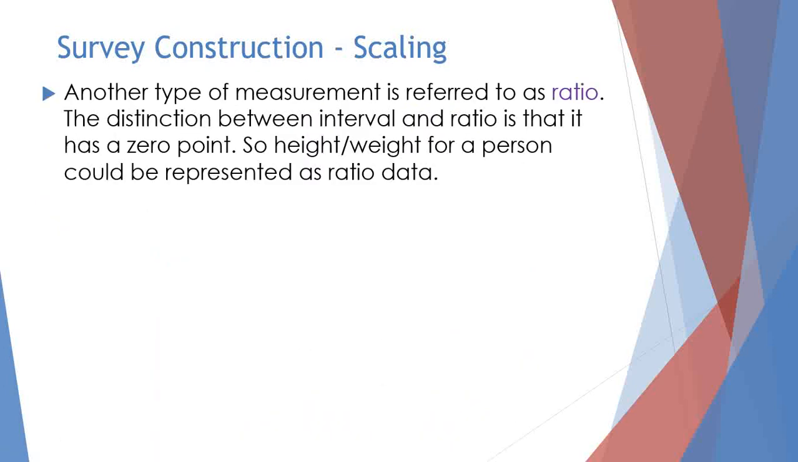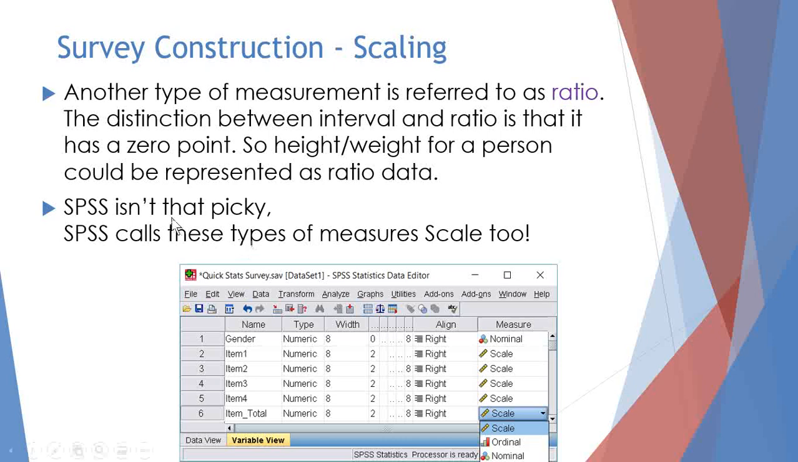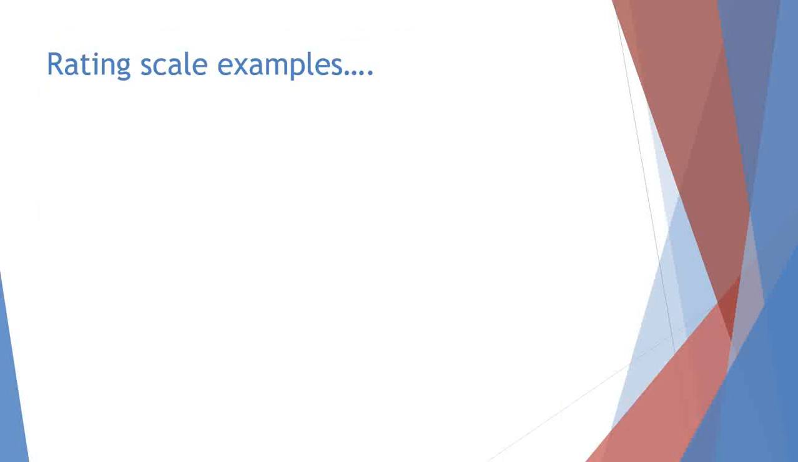Another distinction between types of measurement is the ratio format. So the distinction between an interval and ratio is that it has a 0 point. So height and weight for a person could be represented as ratio data. A Likert scale from 1 to 5, that's not ratio, that's interval. Now SPSS though isn't that picky. It calls that type of data scale too. So it's one of those theoretical issues you might want to think about, but it doesn't have any practical impact.